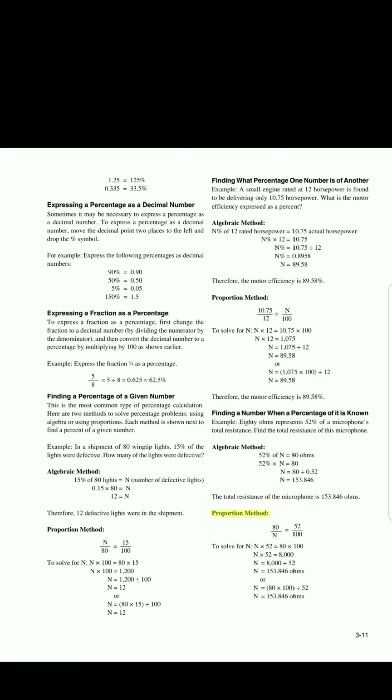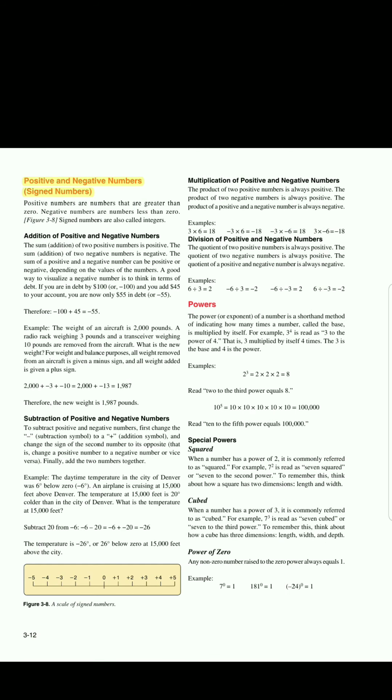Proportion method. 80/52 equals n/100. To solve for n, n times 52 equals 80 times 100. n times 52 equals 8,000. n equals 8,000 divided by 52. n equals 153.846 ohms, or n equals 80 times 100 divided by 52. n equals 153.846 ohms. 3-11. Positive and negative numbers.